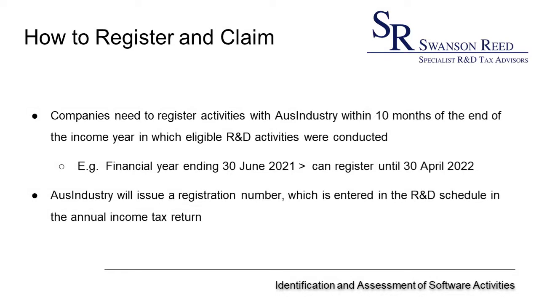After assessing eligibility, companies need to register activities with AusIndustry and then claim the offset through their income tax return with the ATO. You need to apply to register within 10 months of the end of the income year in which you conduct your eligible R&D activities. For example, a company that conducted eligible activities in the financial year ending 30 June 2021 has until 30 April 2022 to register those activities. AusIndustry will issue you with a registration number, which is then entered into the R&D schedule in your annual income tax return.